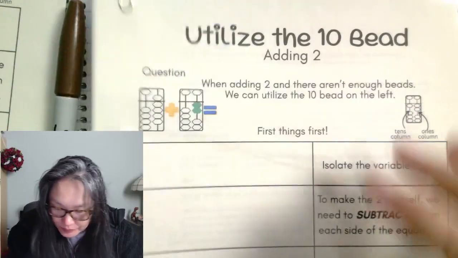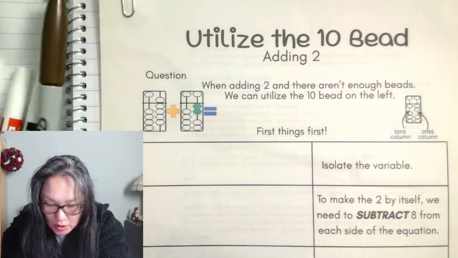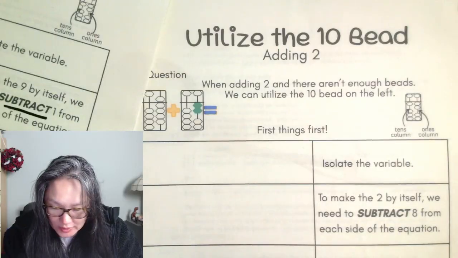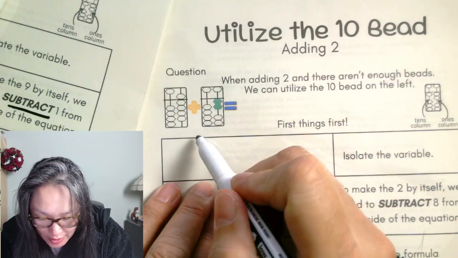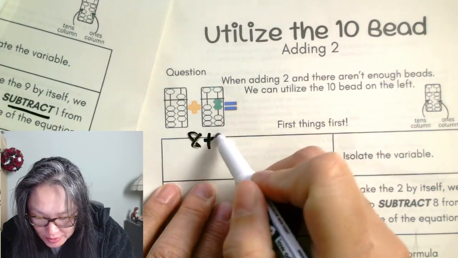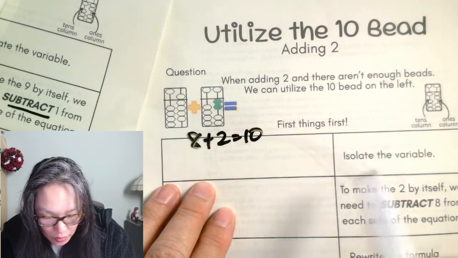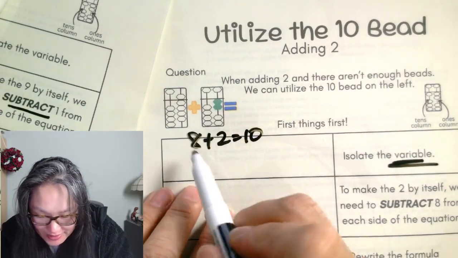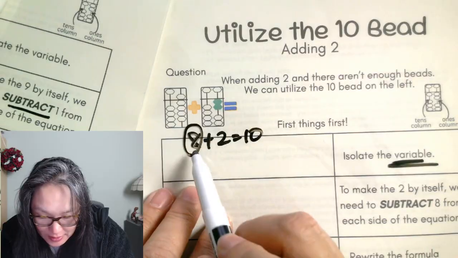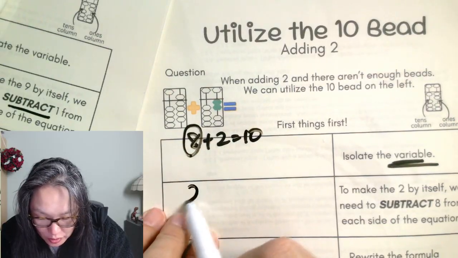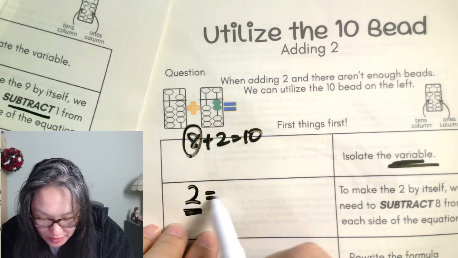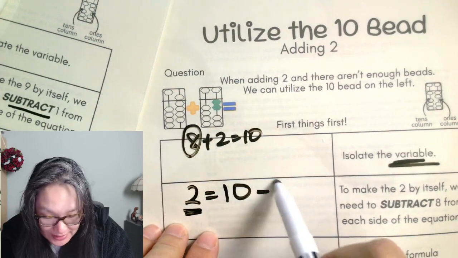Again, notice in school, we're teaching children how to add a 2, how to make a 10. 8 plus 2 is equal to 10. We have to isolate the variable. To isolate the variable, we're going to subtract the 8. So we do 2, because we want to isolate this variable, equals 10 minus 8.